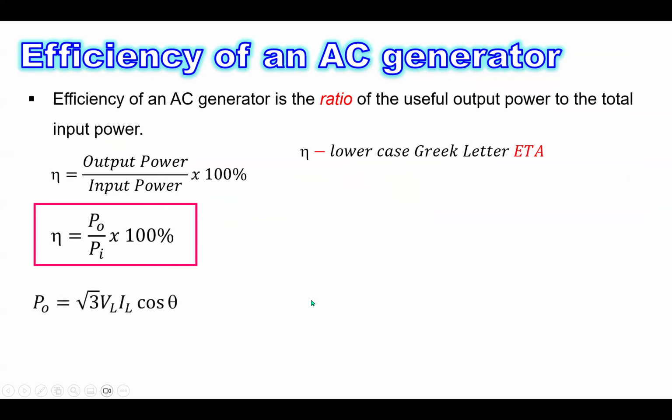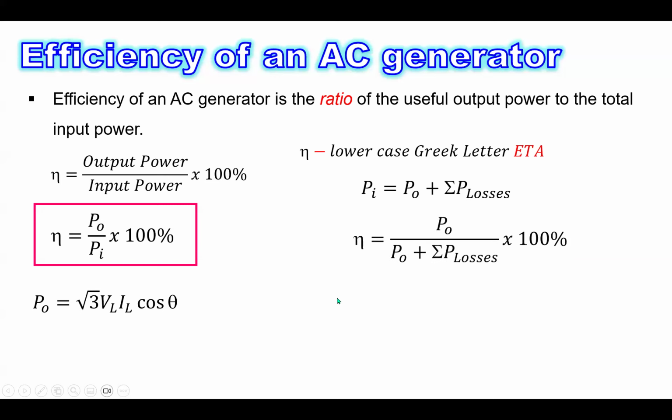So for the output power, it's just simply square root of 3 multiplied by the line voltage and the line current multiplied by the cosine theta or multiplied by the power factor. So alam natin yung input power natin is equals to the output power plus the summation ng lahat ng power losses. So ibig sabihin, yung ating original equation, pwede nating express uli as output power all over the output power plus the summation of the power losses multiplied by 100%.